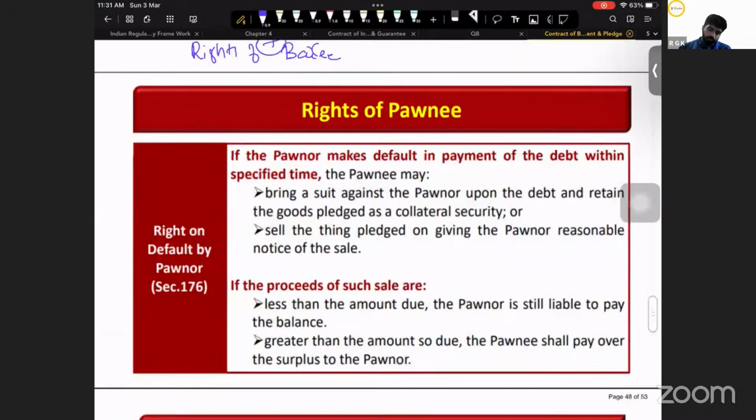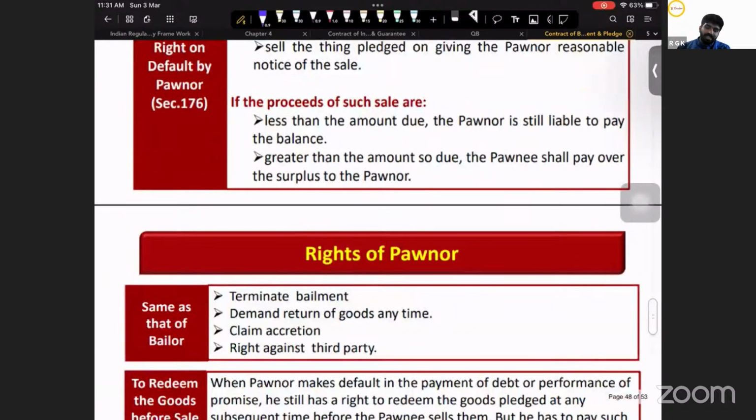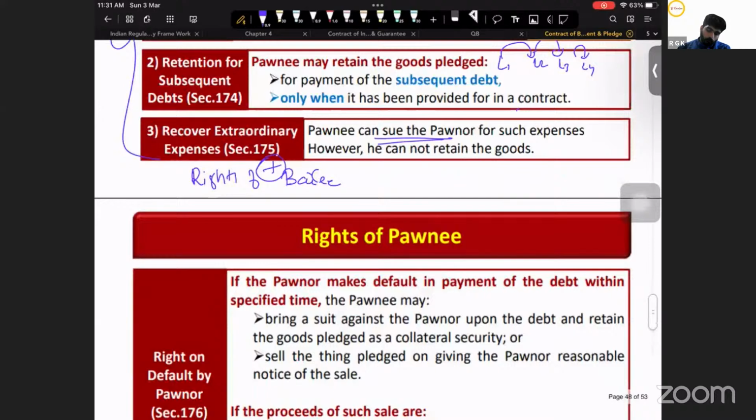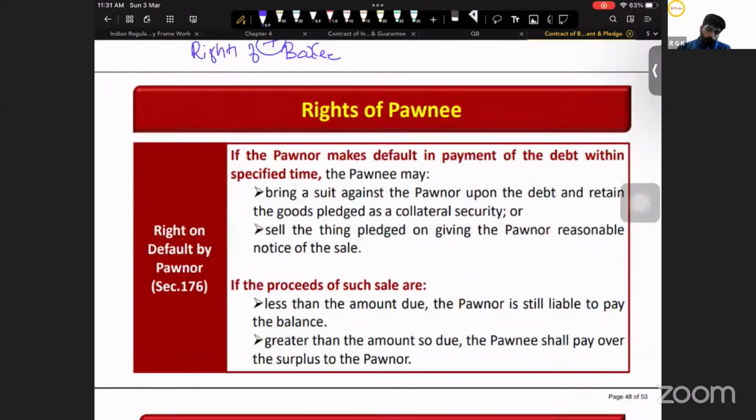Next, rights of pawnee. Continuing. The last right is when the pawner defaults. When the pawner, the person who has pledged the goods, defaults in repayment, what can be done?